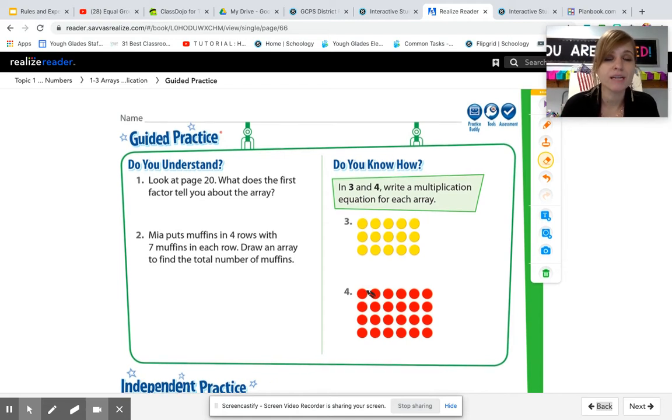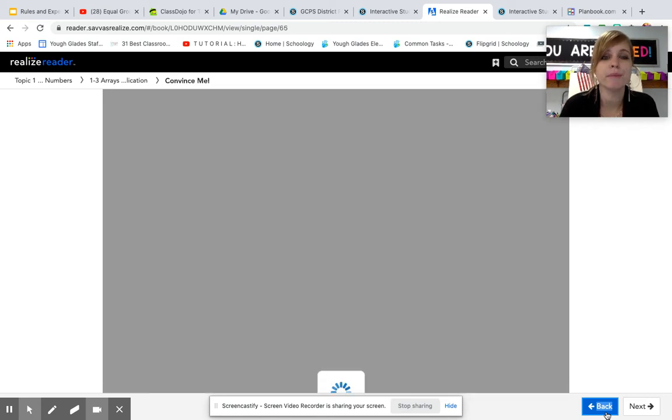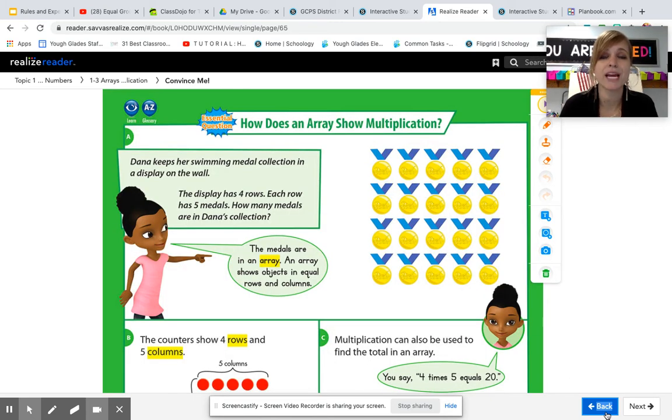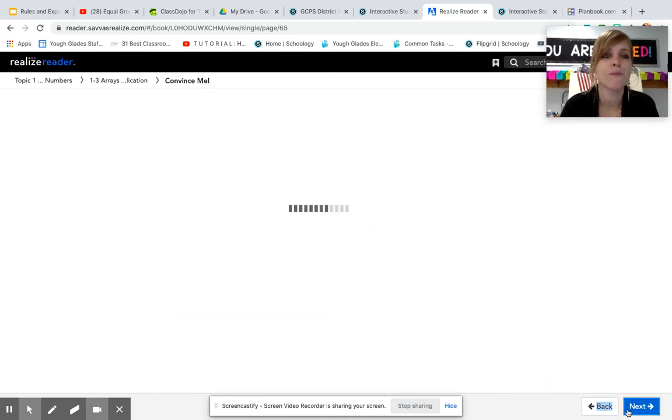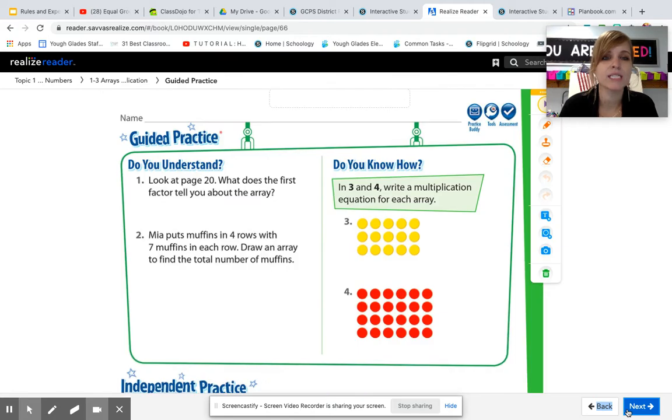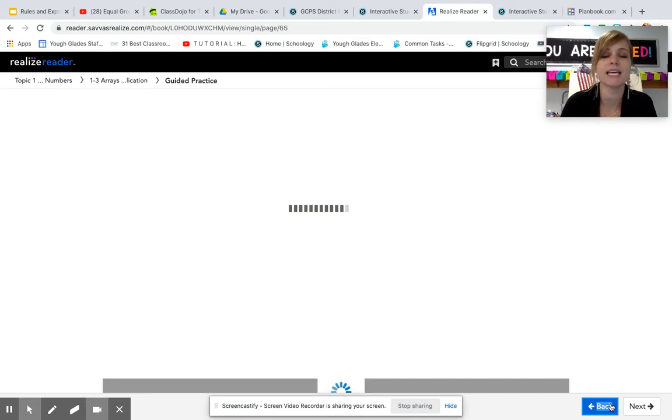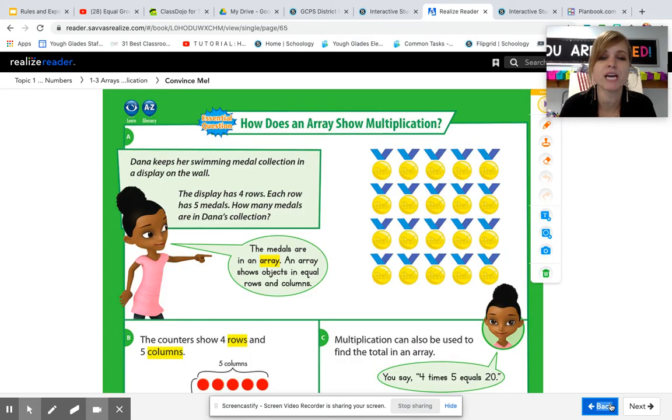So our guided practice today wants us to focus on the vocabulary that goes along with arrays. So basically, what is an array? Remember, our big question here, which was on page 20, was how does an array show multiplication? Now, our first guided practice question says, look on page 20 and tell us, what does the first factor tell you about an array? So let's look at that again and discuss it. What does the first factor tell us about an array?